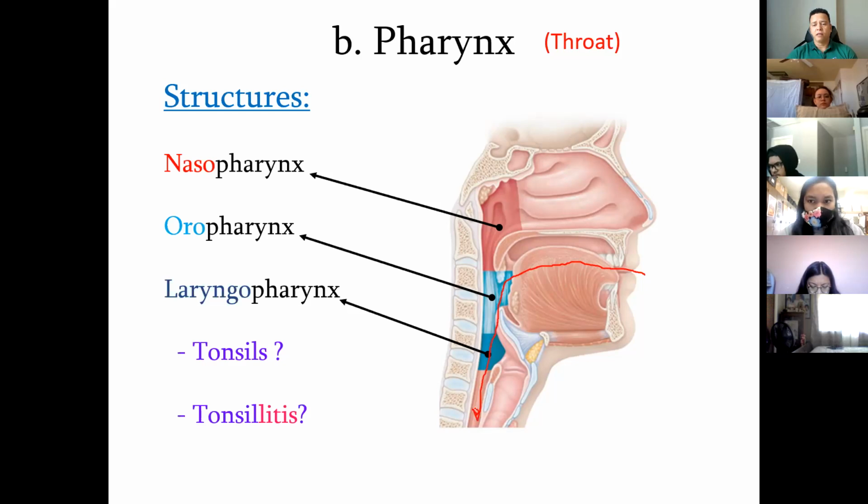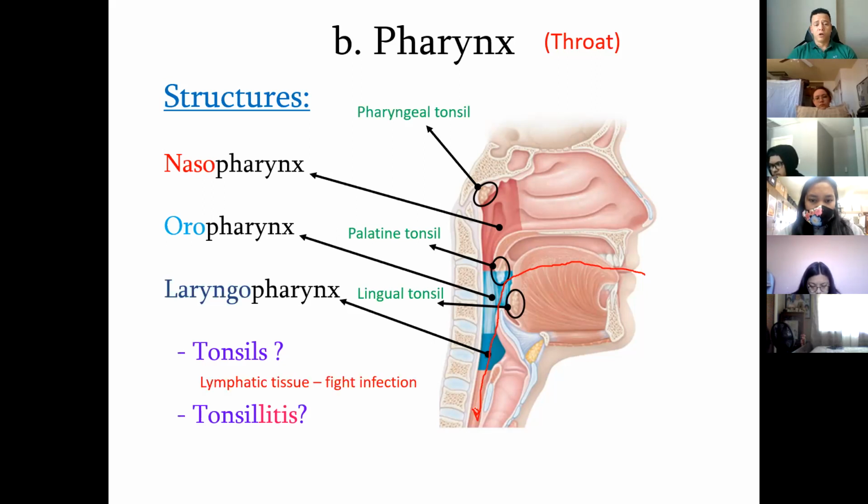Distributed in our pharynx, we're going to find lymphoid tissue, which are the tonsils. So we have the pharyngeal tonsil in the back of the nasopharynx. We have the palatine tonsil all the way in the back of the oral cavity. And we have tonsils under our tongue, what we call the lingual tonsil, okay?